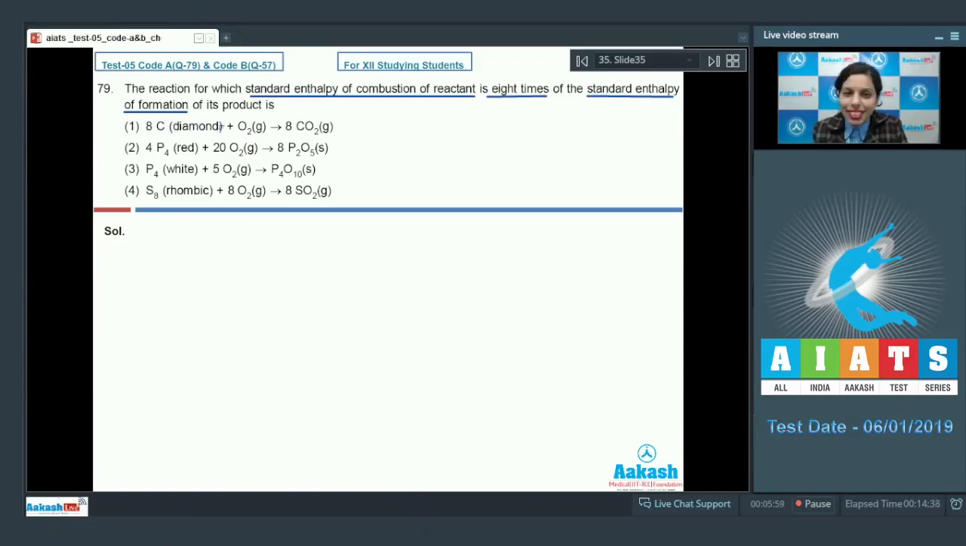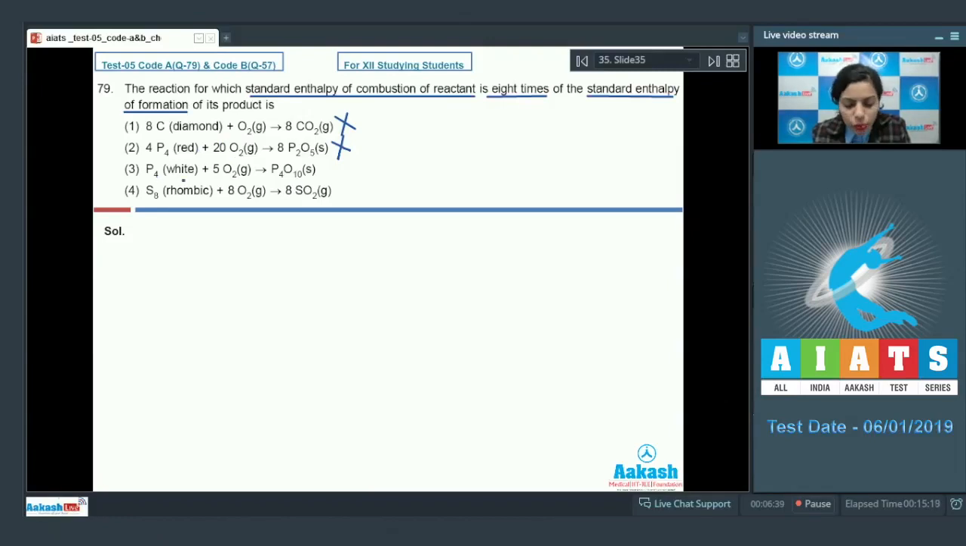This is not the standard state of carbon. Along with that, this reaction is also not balanced. That is why this combustion reaction does not have the standard enthalpy of reactant. That is why for this reaction, standard enthalpy of combustion of reactant is not the 8 times of the standard enthalpy of formation of product. We can ignore this reaction. Further, we have the next reaction where phosphorus is there, but this is the red phosphorus, not the white phosphorus. For red phosphorus, standard enthalpy of formation is not 0, and that is why we can ignore this reaction.